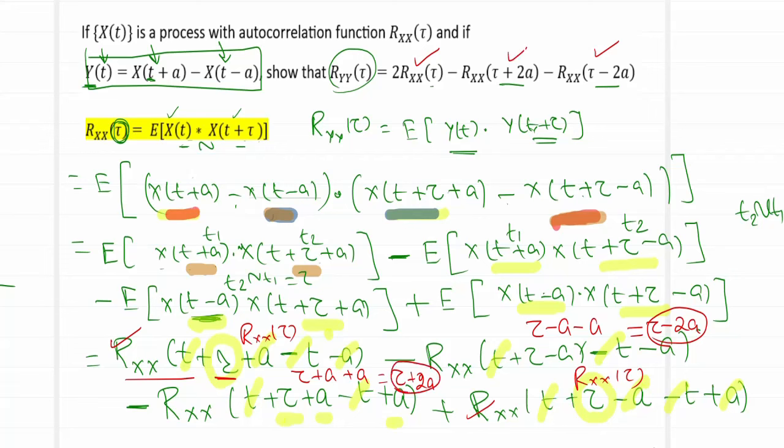So the problem is very simple. What you'll have to do is just consider the product of your y of t and t plus tau. Take the time difference. When you subtract your time 2 and time 1, you will get the value of your tau, and the tau on combination will give you the required results. Thank you.